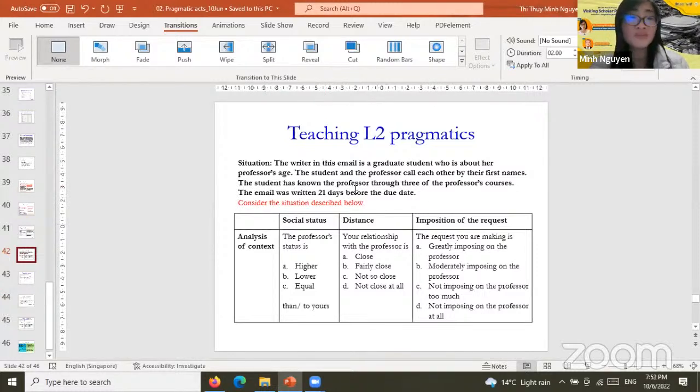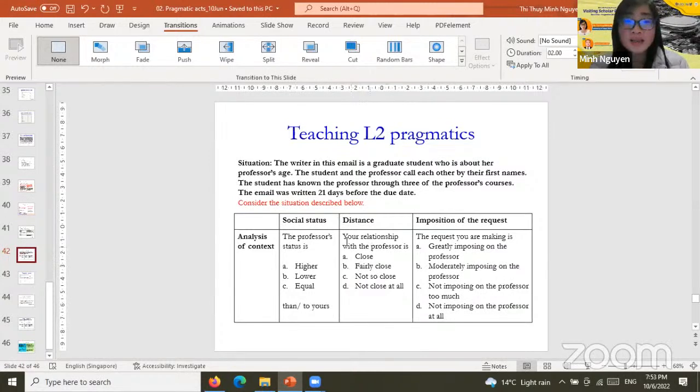So after reading the situation, the students are asked to analyze the situation. So in terms of social status, the professor's status is higher, lower, or equal to yours. So the answer should be higher, right? The professor's status is higher.